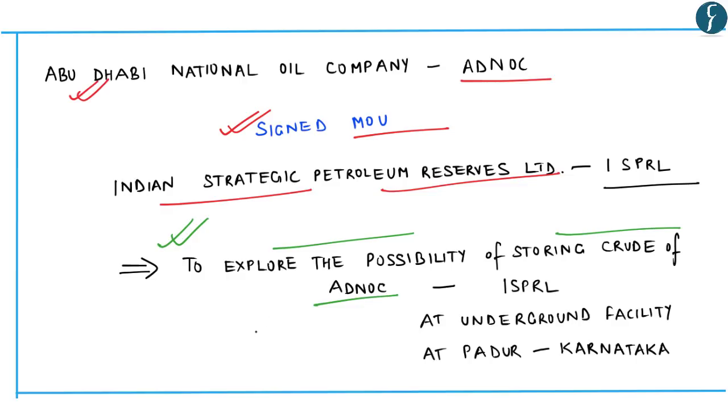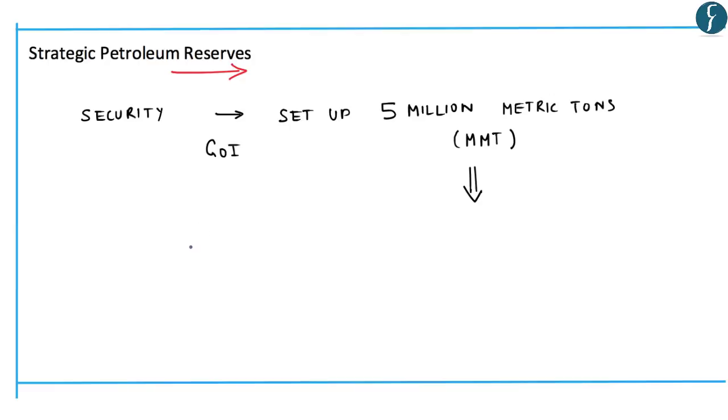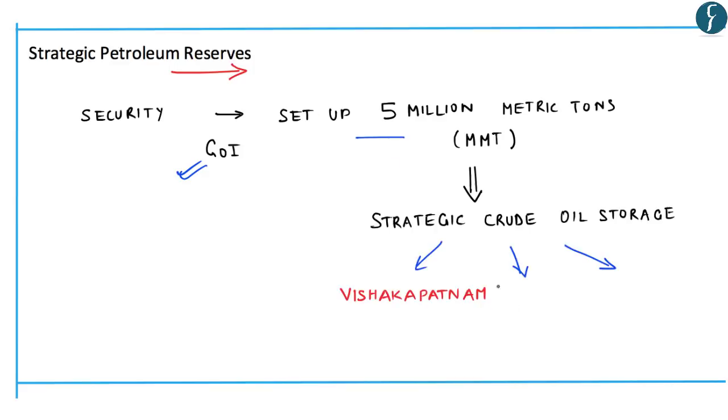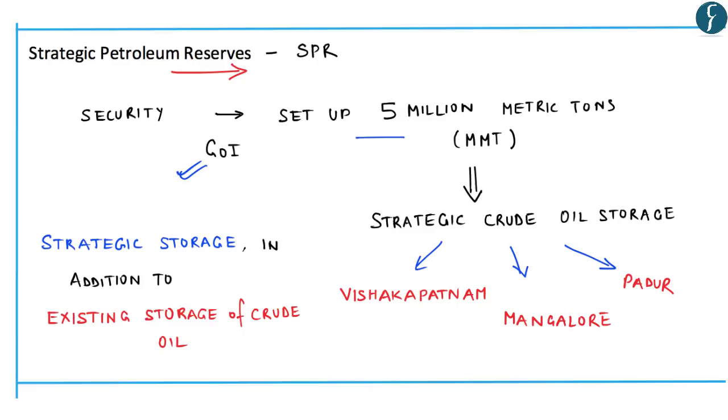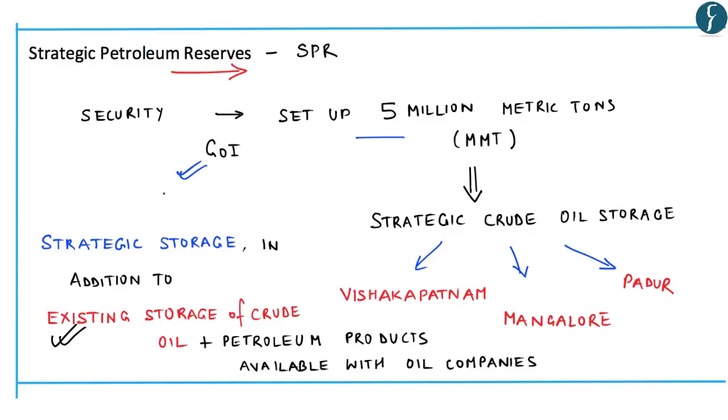So in this aspect, let us understand certain basics with respect to strategic petroleum reserves. Now, to ensure energy security, the government of India has decided to set up a 5 million metric tons capacity of strategic crude oil storages at 3 locations. First is Vishakhapatnam, second is Mangalore, and third is Padur near Udupi in Karnataka. Now, these strategic storages will be in addition to the existing storage of crude oil as well as petroleum products which is available with the oil companies. And in case of any supply disruptions, these strategic storages will serve as a cushion or as an advantage with respect to India's petroleum reserve.